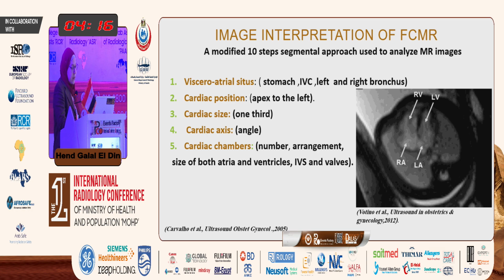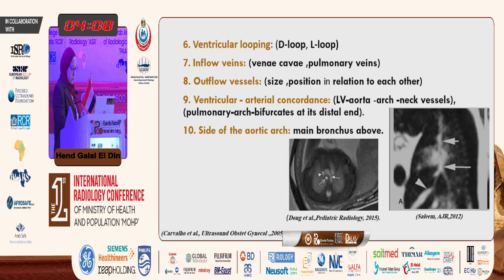Cardiac chambers: is it 3, 4, or 5? Arrangement and size of both atria and ventricles, interventricular septum, and valves. Next, the looping of the ventricles, either D or L loop; inflow veins, vena cava, systemic or pulmonary veins; and outflow tracts, whether each ventricle has its normal corresponding outflow tract or not. Next, ventriculo-arterial concordance: the left ventricle gives the aorta, and the aorta gives an arch, which gives the next vessels or not.